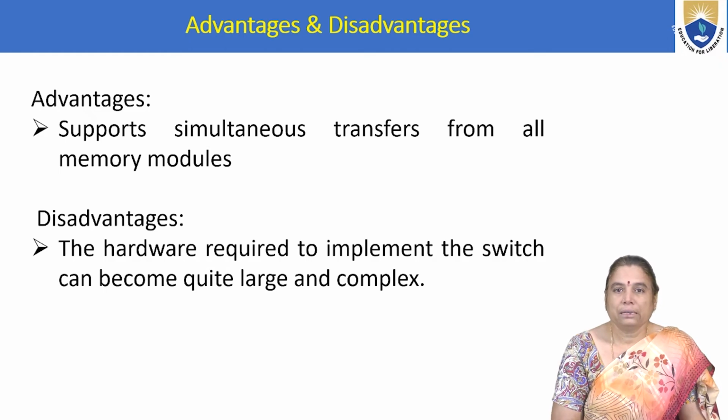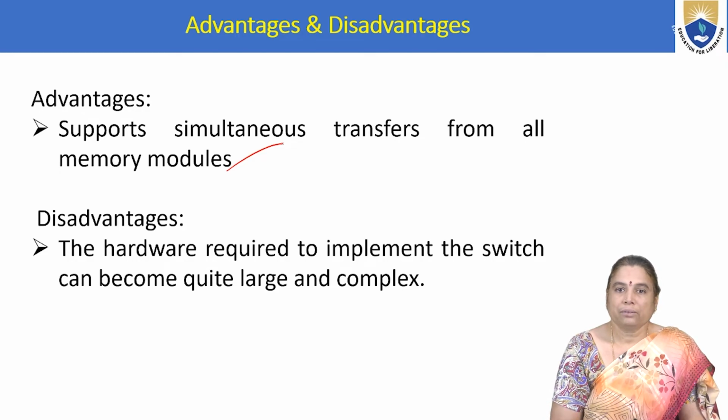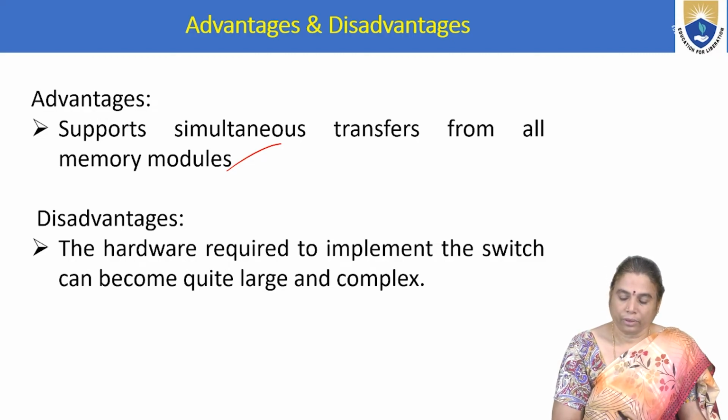What are the advantages and disadvantages of this interconnection structure? The advantage is that it supports simultaneous transfers from all memory modules. So parallel transmission, resource sharing and data processing are possible, but the disadvantage is that it requires the switching logic, which is large, complex and a tedious task.